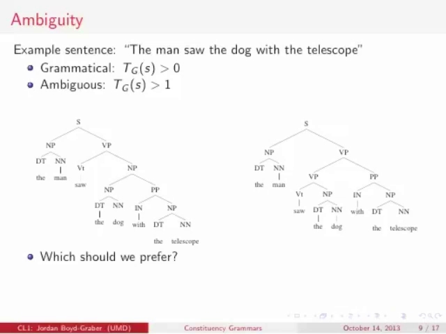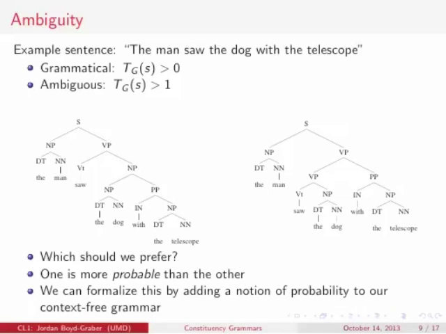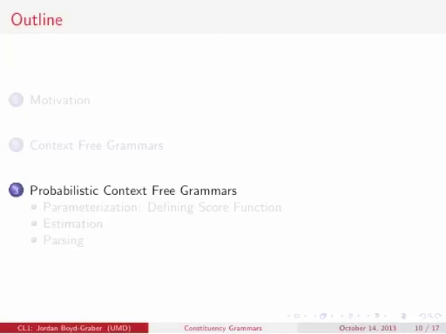And the way to do that, as you can probably guess, is that we want to attach probabilities to these two derivations. And so we'll do this by adding a notion of probability to our context-free grammar. And that's what we'll be talking about for the rest of today.